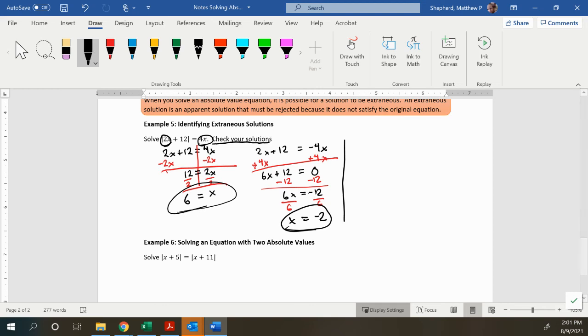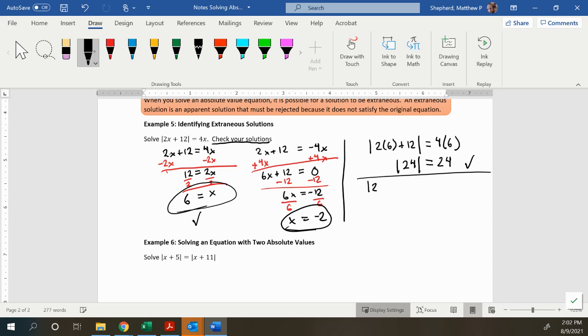Let's plug in the 6 to begin with. So the absolute value of 2 times 6 plus 12. Notice I'm just writing the equation as it was. The big difference is I'm replacing x with the number. Well, 2 times 6 is 12. 12 plus 12 is 24. So this will be the absolute value of 24 is equal to 4 times 6, which is 24. Well, the absolute value of 24 does equal 24. That one checks out. So 6 checks out.